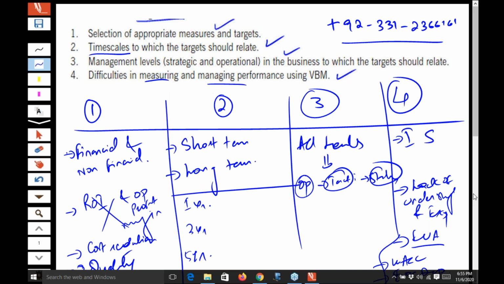The plan for tomorrow is going to be a mixture of some divisionalization, some transfer pricing, some activity-based management, something like that. So we're going to continue inshallah tomorrow. There are a few more things that need to be covered up. You don't have to worry further. I'll cover them up inshallah in the coming sessions.